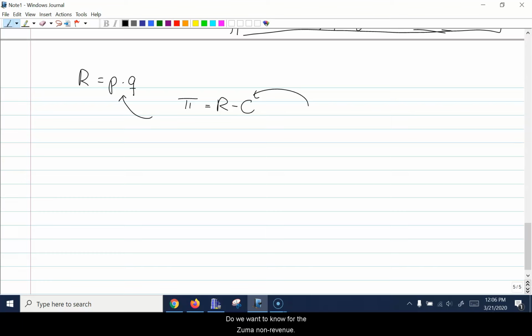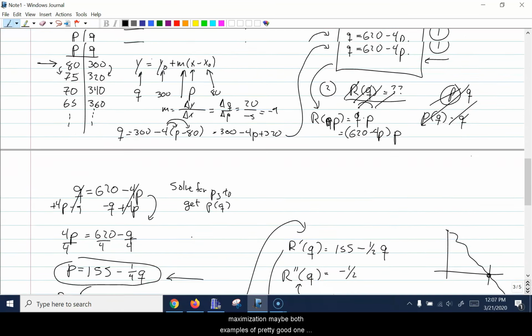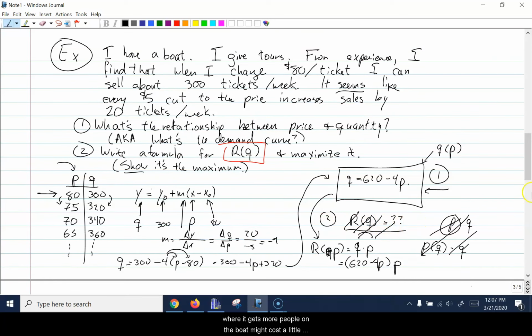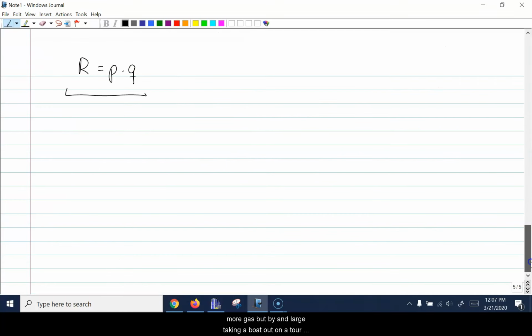So we now want to zoom in on revenue. Usually you want to maximize profit, but there are times that you only want to talk about revenue instead of profit. One of these times is when I don't know what the costs are. Maybe the costs vary a lot over time, and we don't want to factor in any permanent function into our maximizations. This boat example is a pretty good one. More people on the boat might cost a little more gas, but by and large, when taking a boat out on a tour, the number of people on the boat doesn't really matter. The costs are almost fixed, or maybe so low that they don't really affect things. We want to focus on revenue.